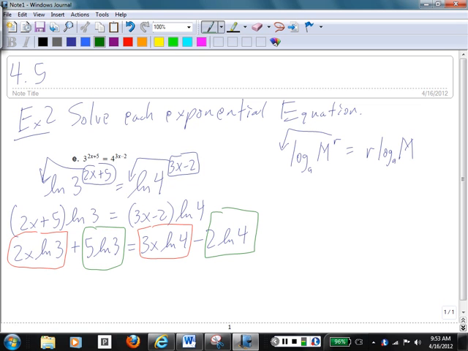The terms that have x's in them, since it's a linear equation, need to get together on one side of the equation. So those with the red boxes around them need to get together on one side. I'm going to say the left-hand side. And the ones with green boxes around them need to get together on the right-hand side so that we can express one side as x times a constant expression, and then we'll be able to solve it for x. So let's subtract 3x times the natural log of 4 from both sides.